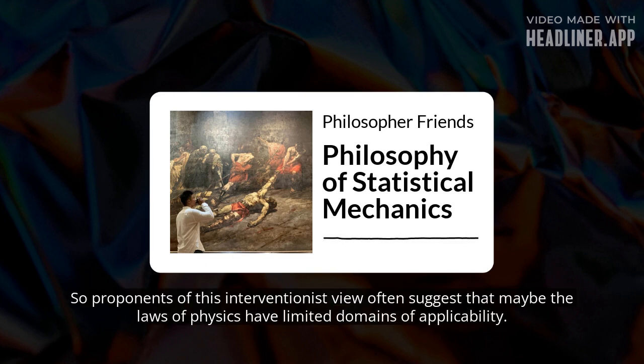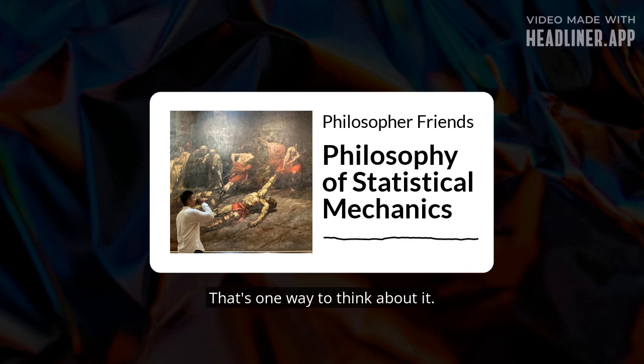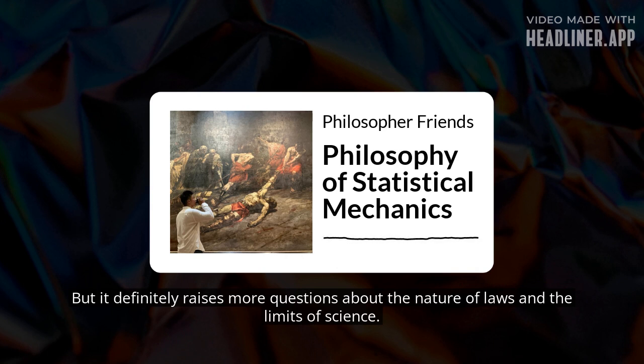Exactly. So proponents of this interventionist view often suggest that maybe the laws of physics have limited domains of applicability. So the laws governing our system don't necessarily apply to the entire universe. That's one way to think about it. But it definitely raises more questions about the nature of laws and the limits of science.